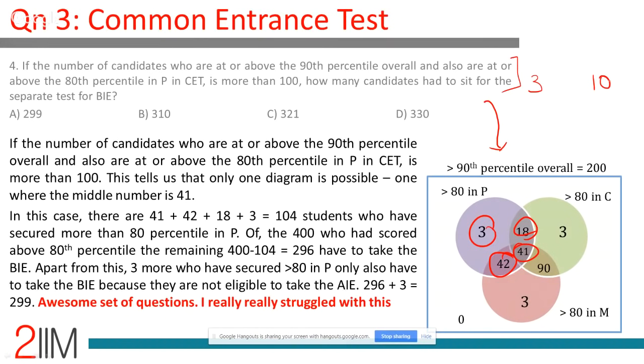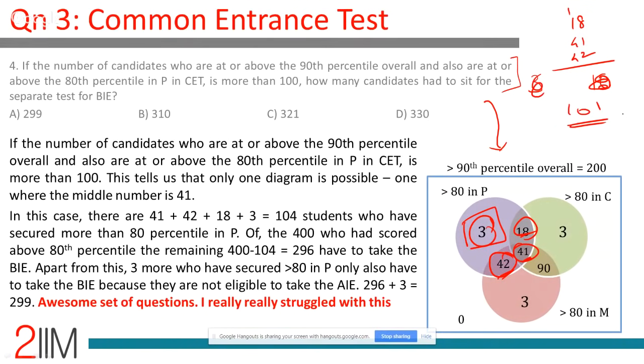Okay? Now let's look at the question. It's more than 100. So effectively, we are dealing with this. How many candidates had to sit for the separate test for BIE? So let's do this. Among the guys who had taken AET, would be this, this, and this. This three cannot have taken the AET. So 18 plus 41 plus 42 are eligible for BIE, and within this sum, all of them would have taken the AET. So 2 plus 1, 3, 11, 1, 1, 2, 6, 10. 101 guys have taken the AET.